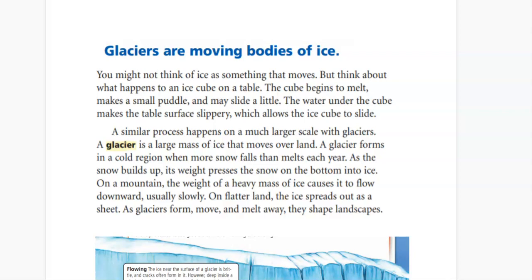A glacier is a large mass of ice that moves over land. A glacier forms in a cold region when more snow falls than melts each year. As the snow builds up, its weight presses the snow on the bottom into ice. On a mountain, the weight of a heavy mass of ice causes it to flow downward, usually slowly. On flatter land, the ice spreads out as a sheet. As glaciers form, move, and melt away, they shape landscapes.